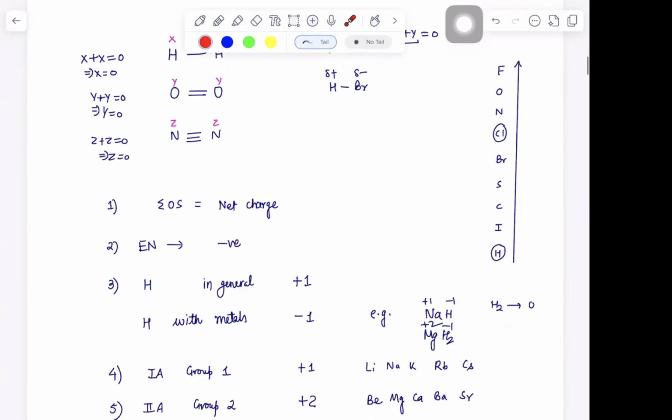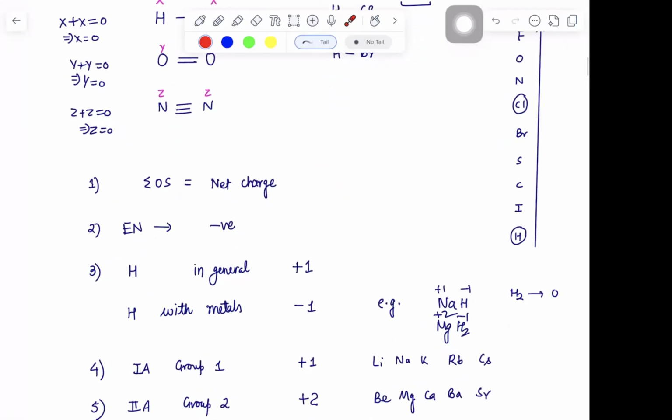Now, rule number 3 is hydrogen in general is +1. Wherever you see hydrogen, don't use your mind, it is generally +1. But whenever hydrogen is with metals, be careful, like sodium hydride, like magnesium hydride. So metals have to give plus and hydrogen gets negative. Because both cannot be plus, no? Because some has to be 0 also. So relatively more electropositive is metal. So your answer will be modified. Na will be +1, H will be -1. Okay. But in general, it is +1.